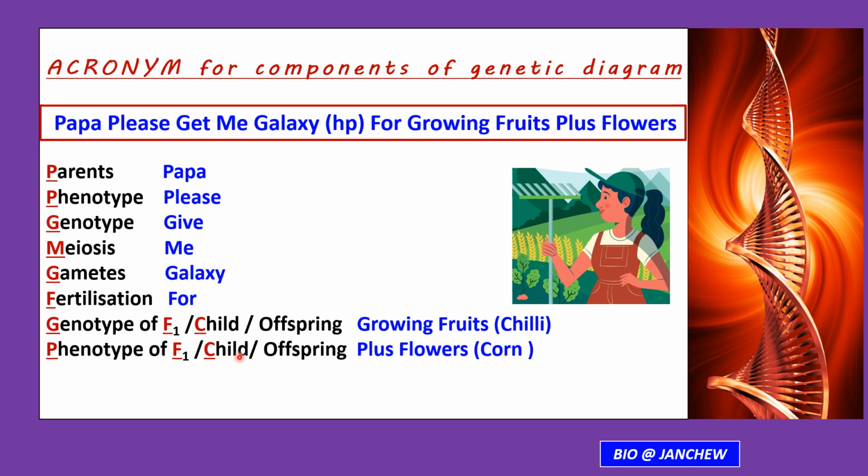Phenotype of F1, child or offspring. So maybe this one can be used later on in the drawing of genetic diagrams. Now here the acronym is Papa, please get me galaxy for growing fruits plus flowers. Take the first letter of all these words in the acronym to represent the first letters of the titles.